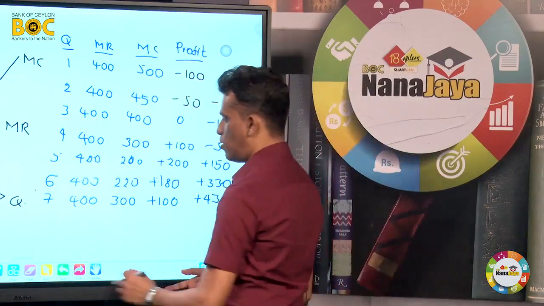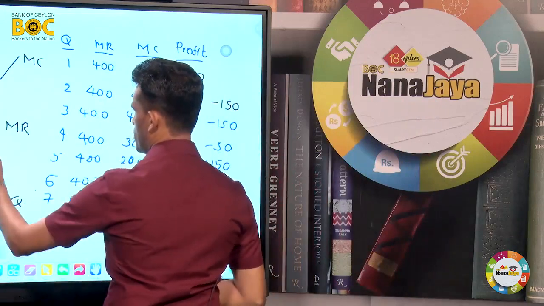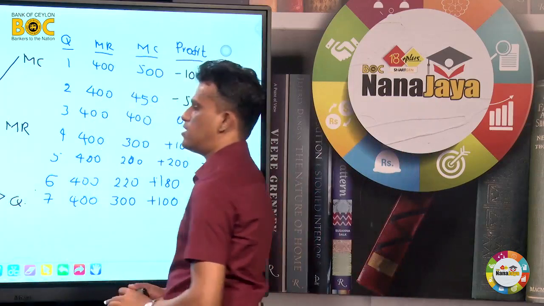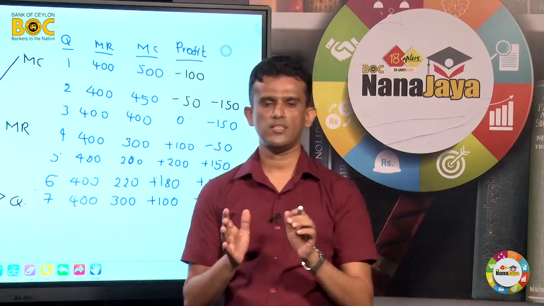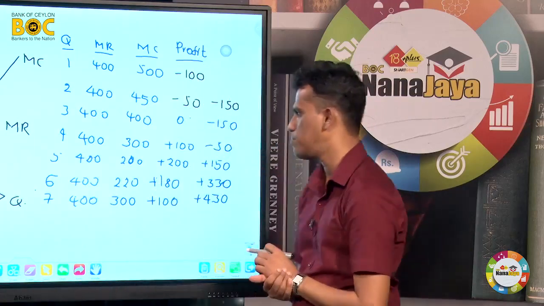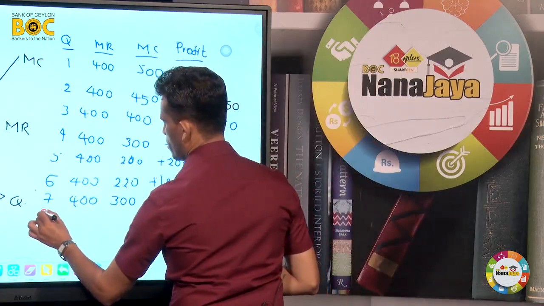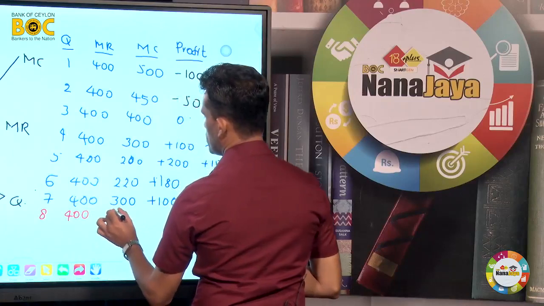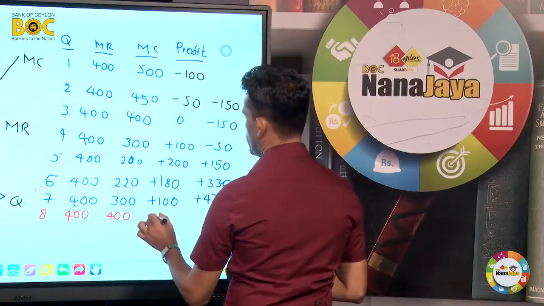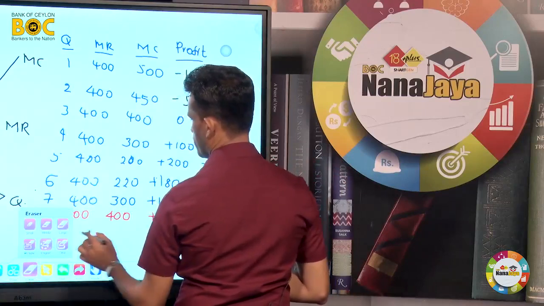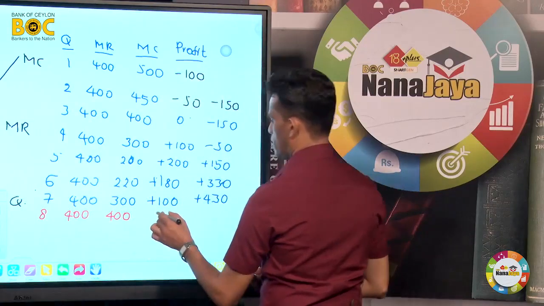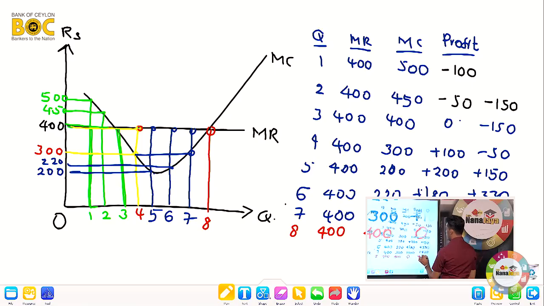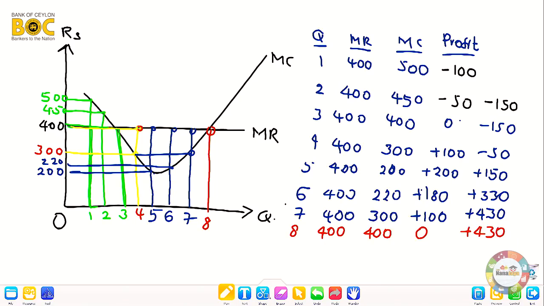And now we will say that the firm is producing the 8th unit. What happens? Marginal revenue is 400 and the marginal cost is also 400 if they produce the 8th unit. Therefore there is no profit, no loss. Profit is 0. The accumulated profit of 430 is still there with them.